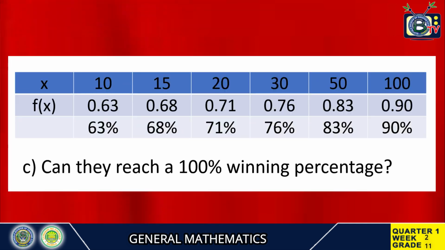If X is equal to 20, P of X is equal to 0.71 or 71%. If X is equal to 30, P of X is equal to 0.76 or 76%. If X is equal to 50, P of X is equal to 0.83 or 83%. If X is equal to 100, P of X is equal to 0.90 or 90%.